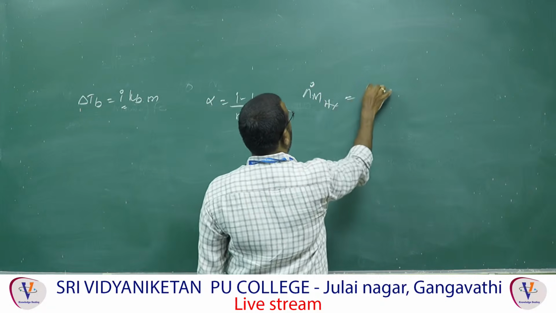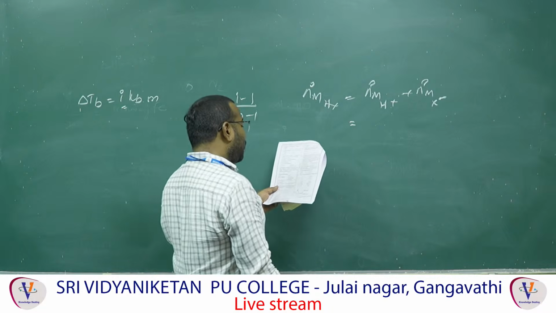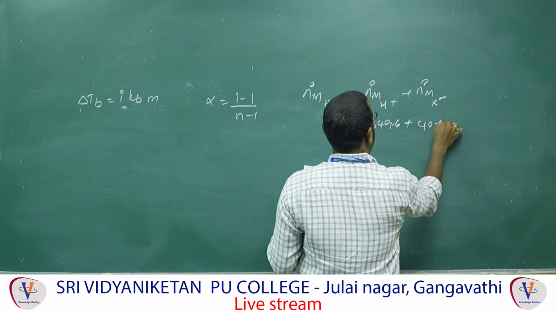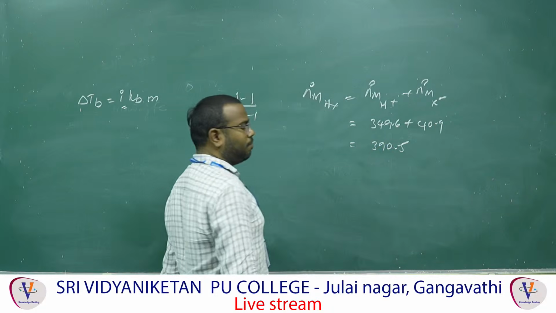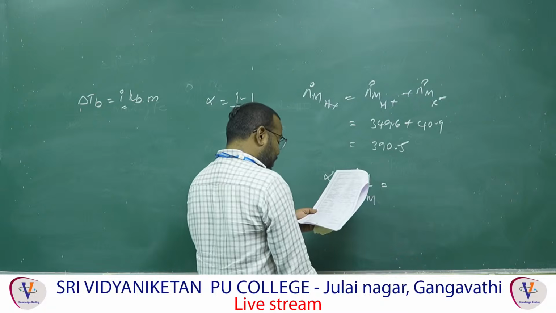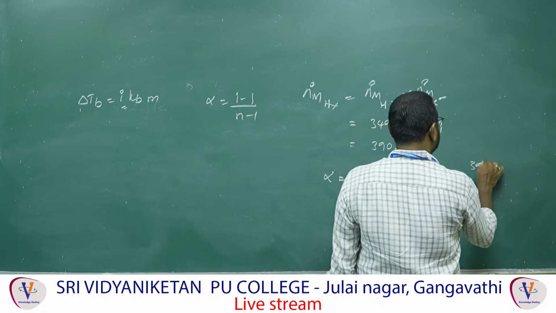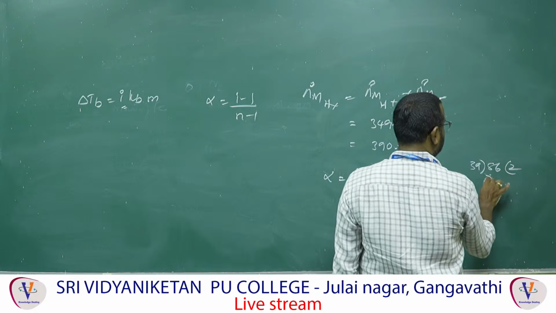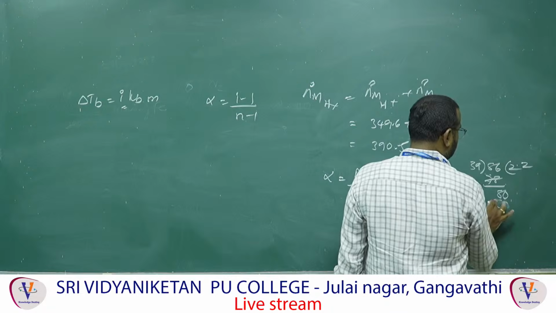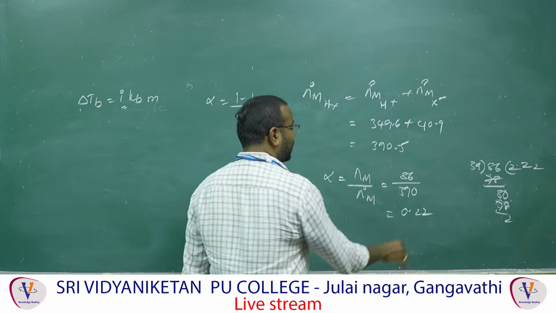Lambda naught m of HX equals lambda naught m of H plus plus lambda naught m of X minus. The lambda naught m of H plus value is 349.6, plus we have 40.9, the sum of which is going to be 390.5. And for calculating alpha, we have lambda m by lambda naught m, where lambda m is 86 divided by 390. You can take it as 390. So we'll divide 86 by 39. 2 times 78, so 8 is left, 80 is left. Once again, we have 2 times 78, 2 recurs, and therefore it is 0.22, which means 22.2%.